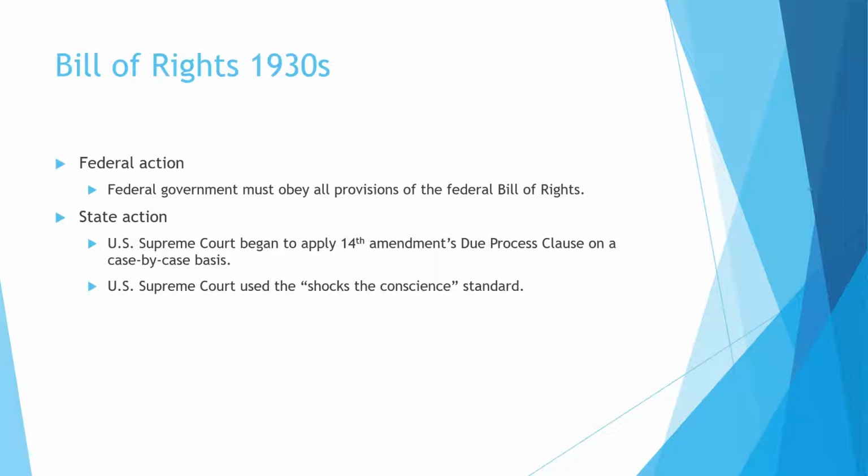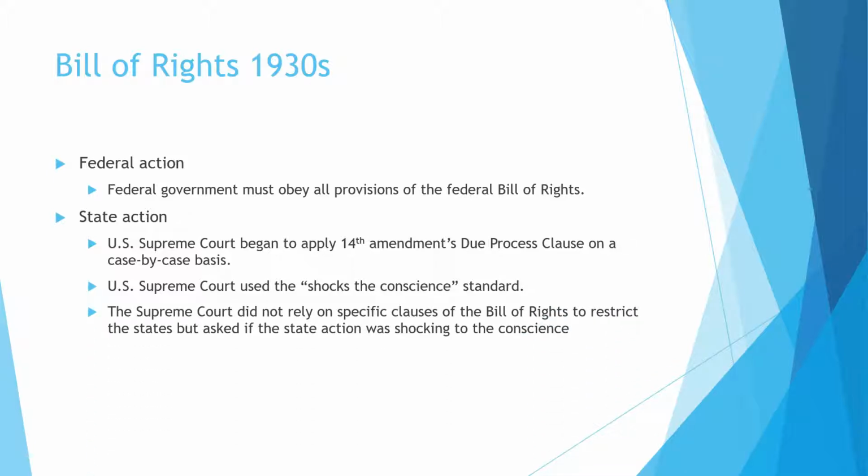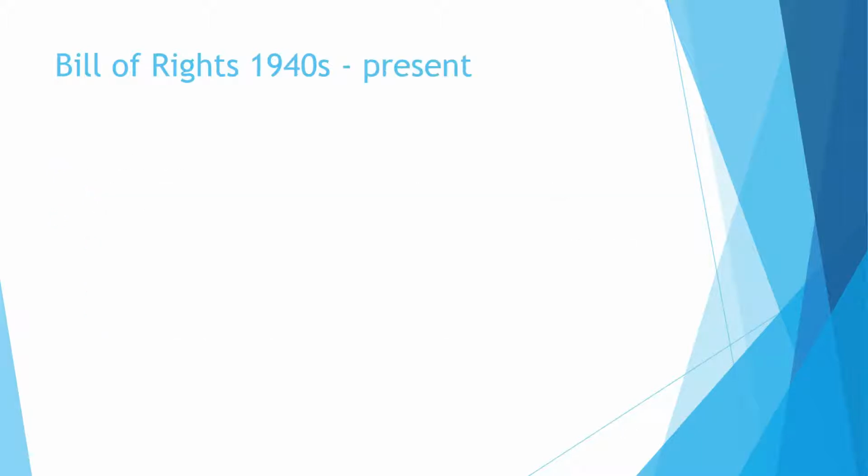They didn't say that. If this had been federal actors who had hanged the man, then yes, they could have applied the 5th Amendment directly. But instead they're saying, let's look at each case and see if it's shocking. Are they really doing something shocking in the South? Well, as I said, they didn't rely on specific clauses to do this. They just asked on a case-by-case basis, is this shocking? Lawyers don't like that kind of reasoning. They want something more certain.